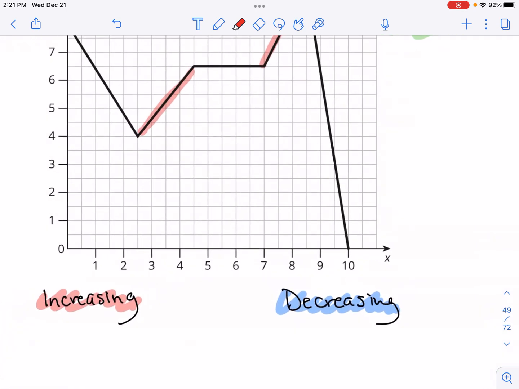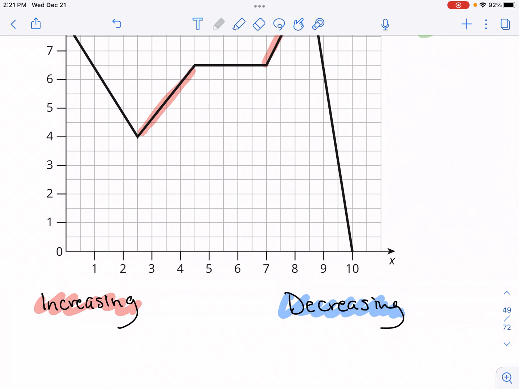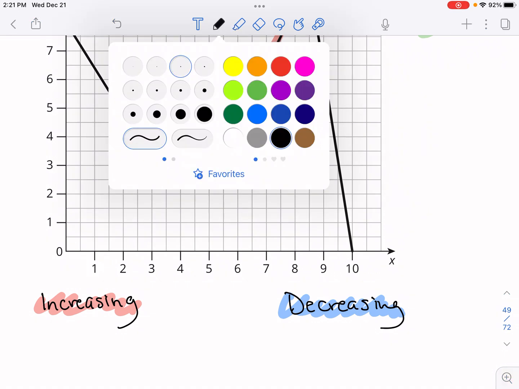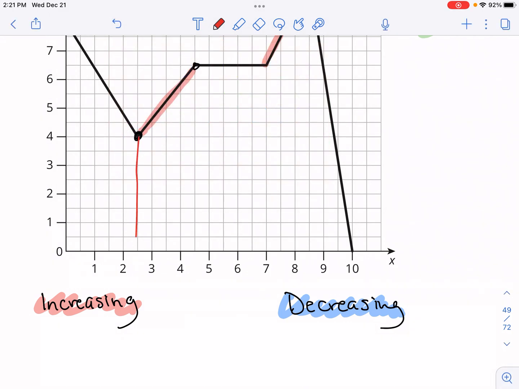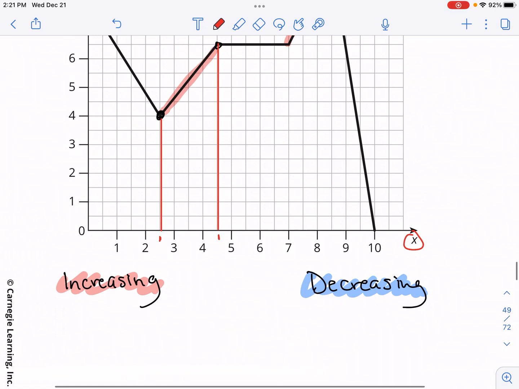Okay, so whenever we have a line segment, I like to use the endpoints here, so here and here. You can also put this in red. And let's find the domain. So we're looking at the domain for each part of this. So this part right here, this looks like 2.5 and this looks like 4.5. So these are the values for x. So we'll write this as 2.5 less than or equal to x less than or equal to 4.5.